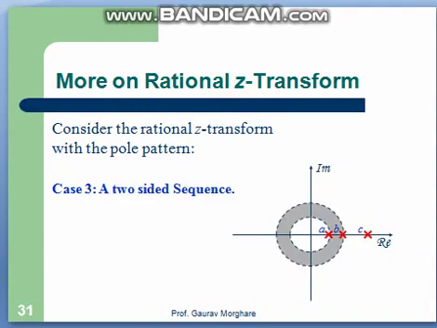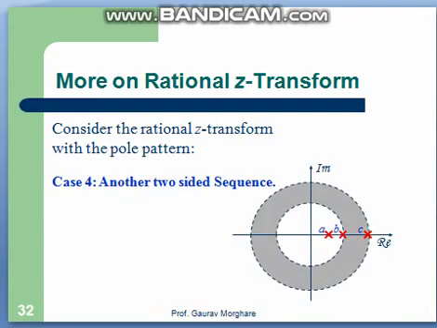For a two-sided sequence, the ROC lies between A and B. For another two-sided sequence, here the value lies between B and C.